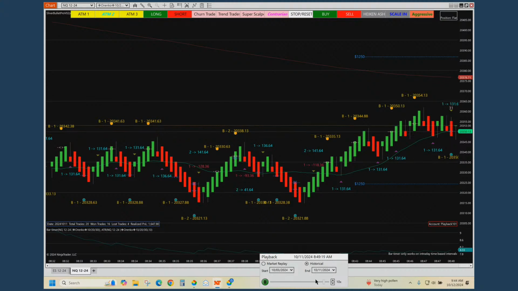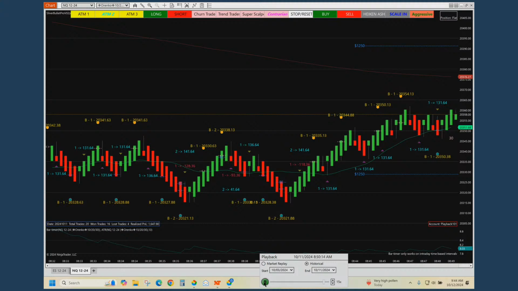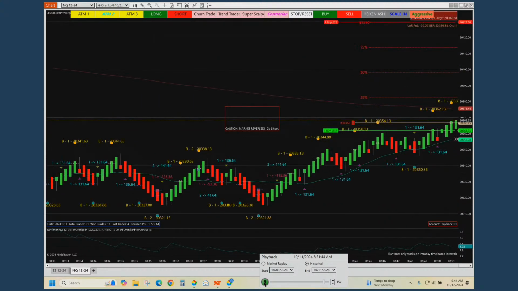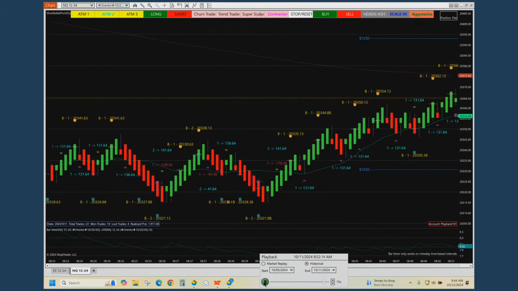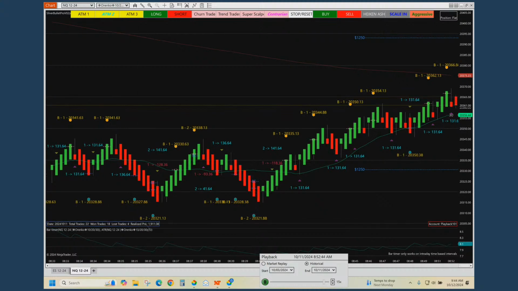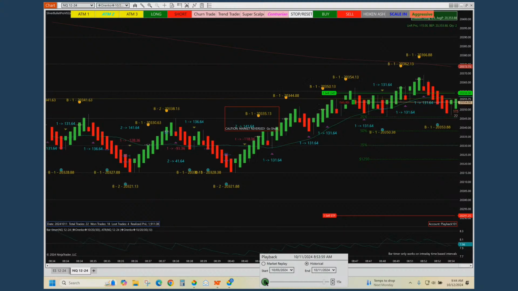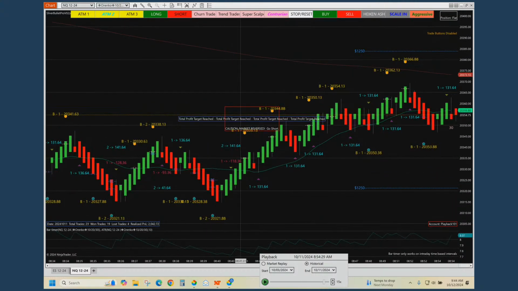$1,647. Order target filled. Target filled. $1,900. One more trade, Order filled, and we should be able to reach our target. Target filled. So $2,000, we reached our target.